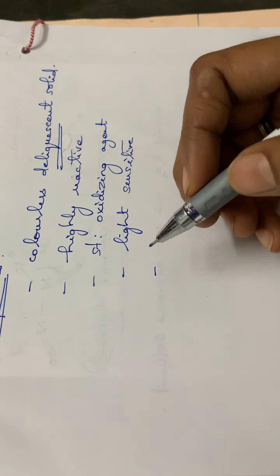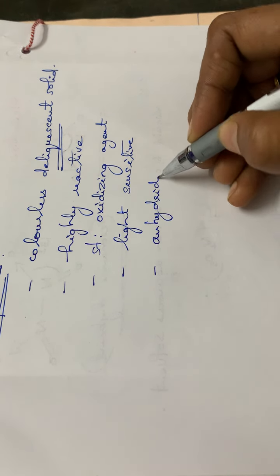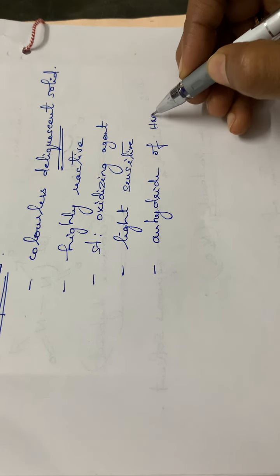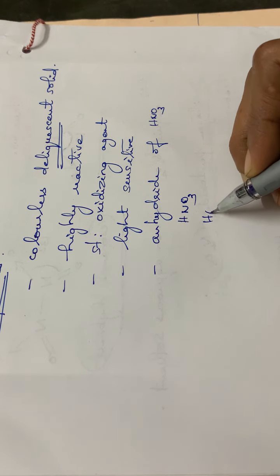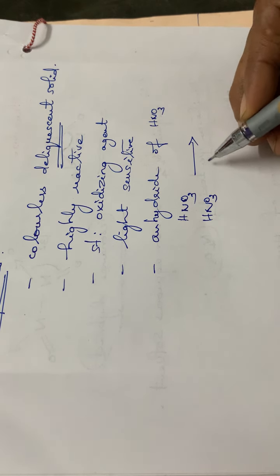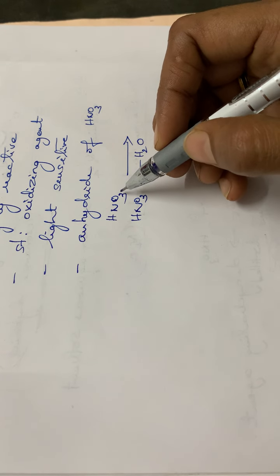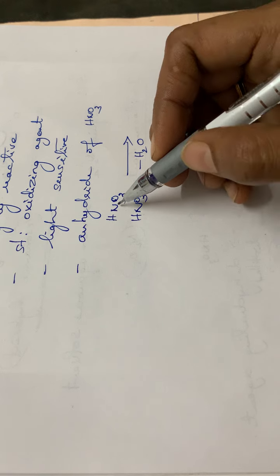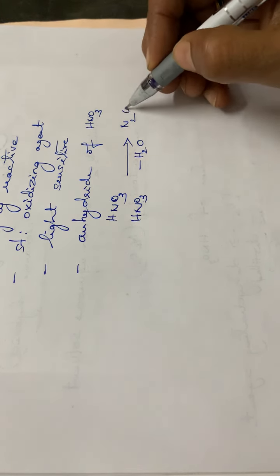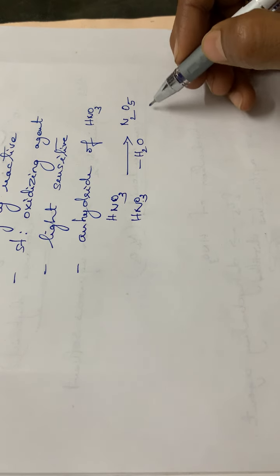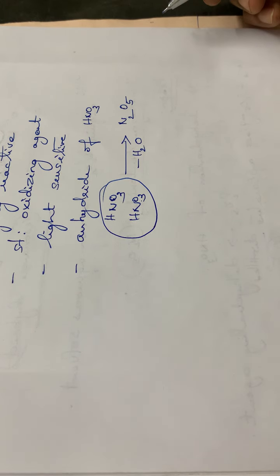Then the next point, it is the anhydride of nitric acid. That is, take 2 molecules of HNO3. From this, 1 molecule of water is eliminated. What will be the product? H2, then from this, 1 oxygen will also be eliminated. So the product will be N2, then O6. 1 oxygen is removed, so it becomes O5. So we can say that it is an anhydride of nitric acid.